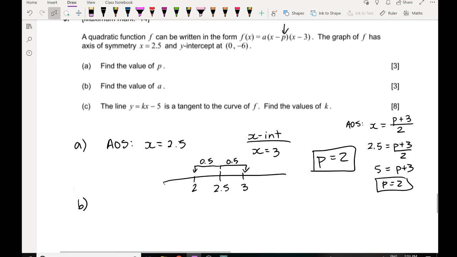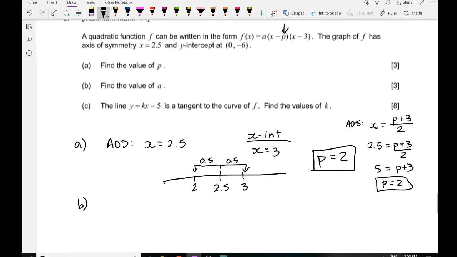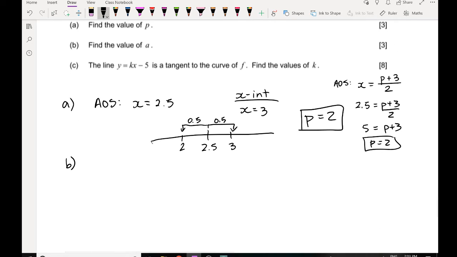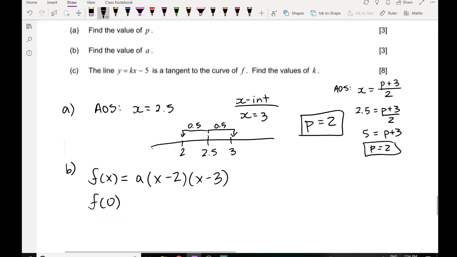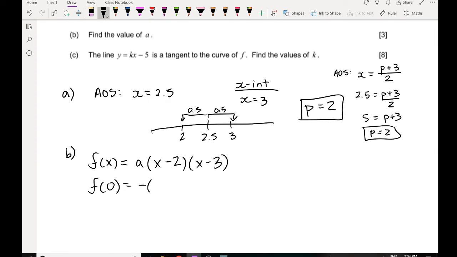So on part B, finding the value of a, this is where that y-intercept is going to come in handy, because now my function, as far as I'm concerned, is a times x minus 2 times x minus 3. So I know pretty much everything except that a value, and I've also been given this point, f at 0 is equal to negative 6. That's the y-intercept.